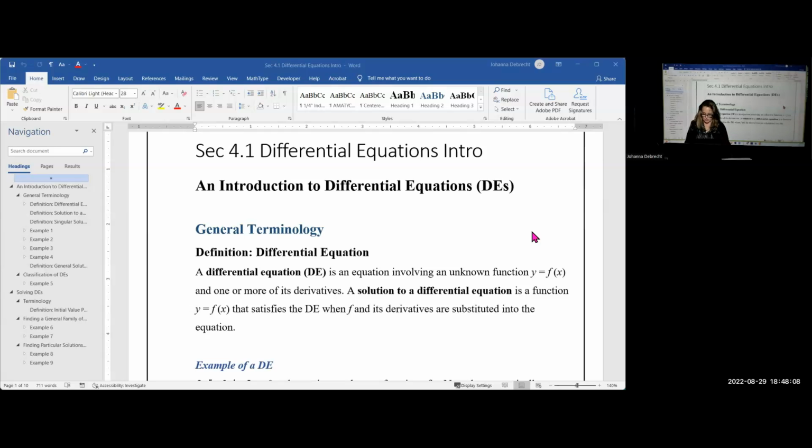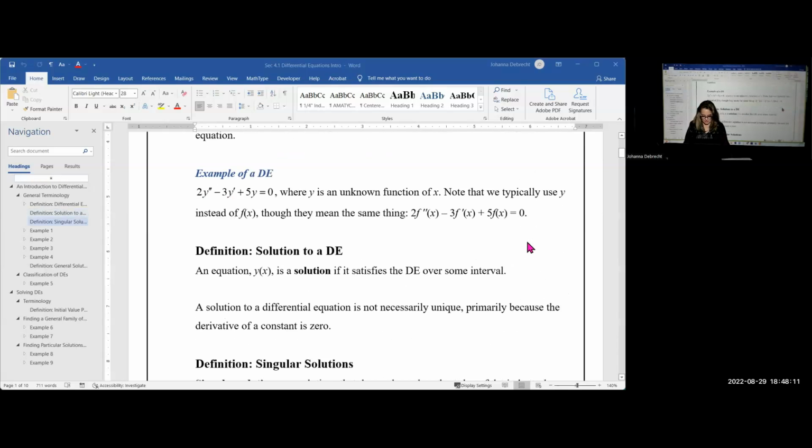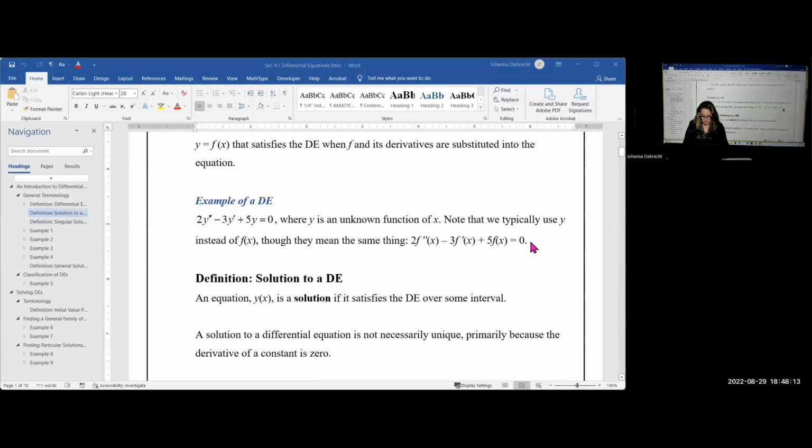So let me give you an example of what a differential equation looks like. We can see what one looks like right here in the center. This is 2y double prime minus 3y prime plus 5y equals 0, where again, y is representing this function f of x, which is unknown. Now you could write it with f of x, but it's more writing and it's more usual to see it written in terms of y. But of course it does mean the same thing.